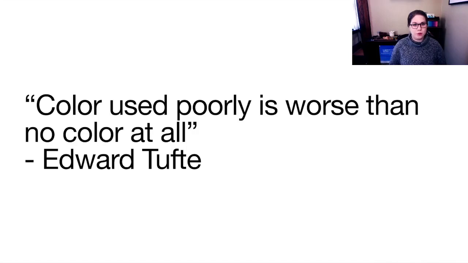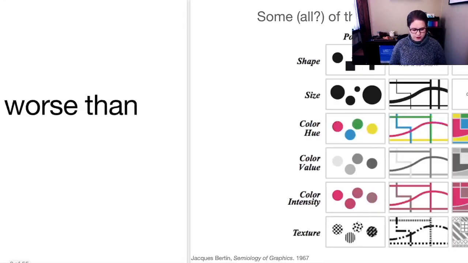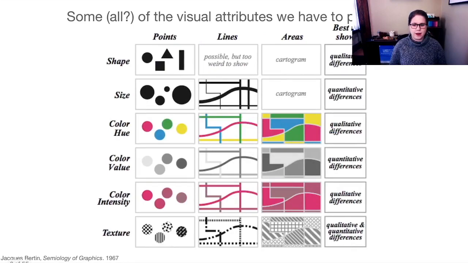Is it something that could be photocopied? I think these considerations are maybe less relevant now that we're using computers a lot of the time, but it's still worth considering. So again, just a reminder about Jacques Bertin's Semiology of Graphics. We have these visual attributes like shape and size. Then we have quite a few that have to do with color: hue, value, and intensity. So we're going to talk more specifically about those. And then, like I was just saying, maybe you could actually use texture instead.